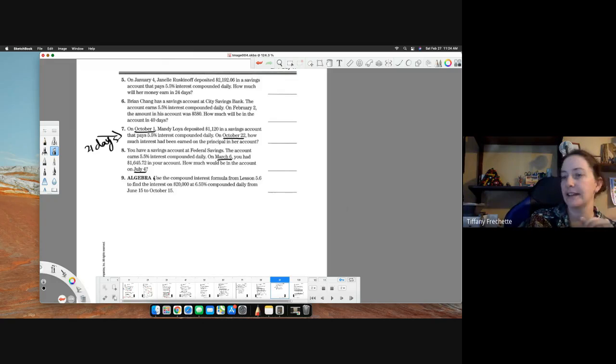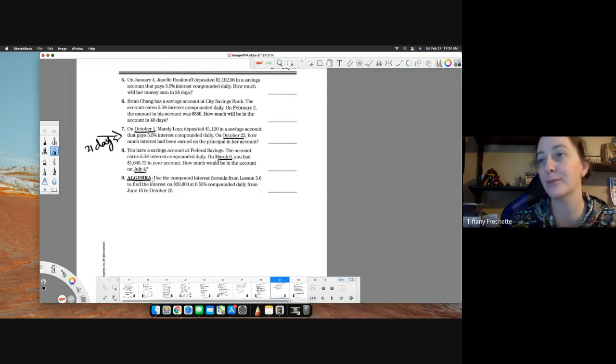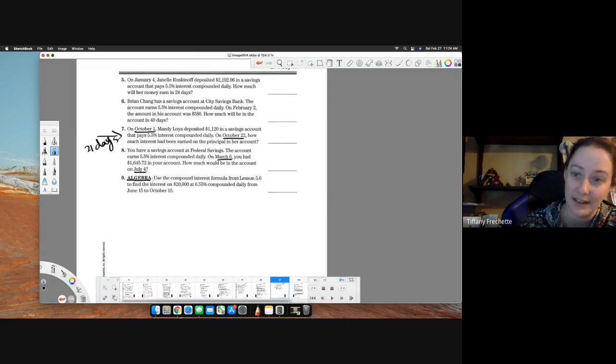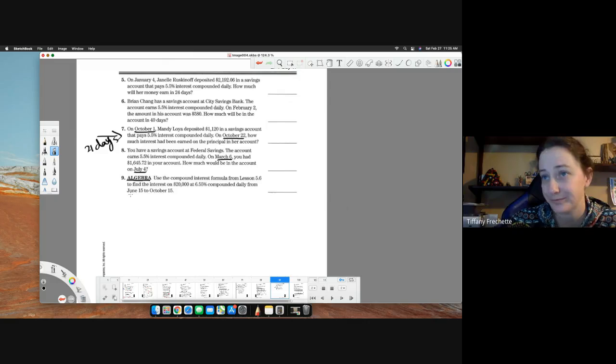So let's look at the algebra one here. Use the compound interest formula from lesson 5.6 to find the interest on $20,000 at 6.55% interest compounded daily from June 15th to October 15th. Okay, so they want you to go back and get that compound interest formula from the last section.